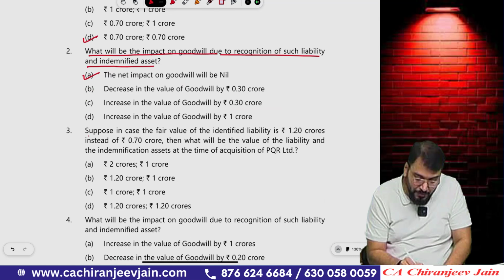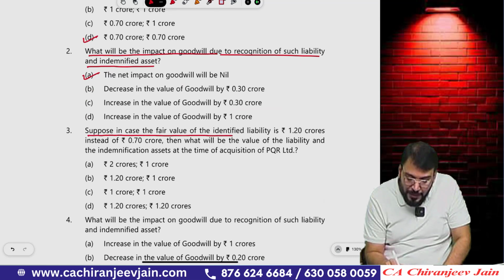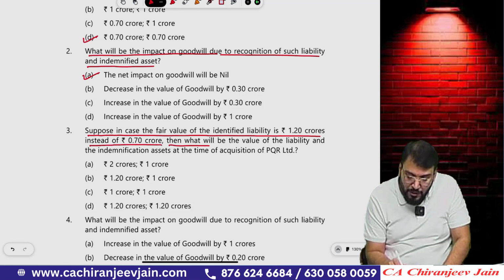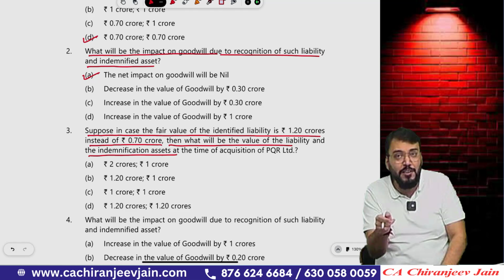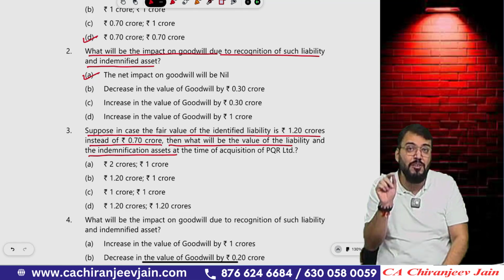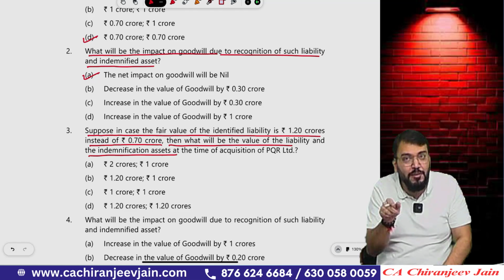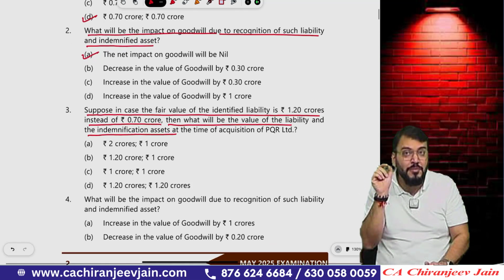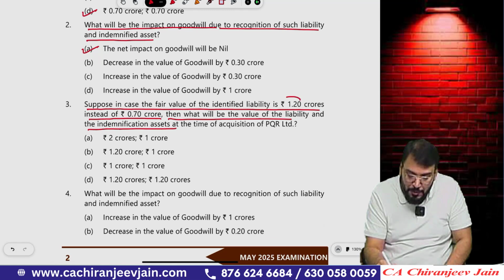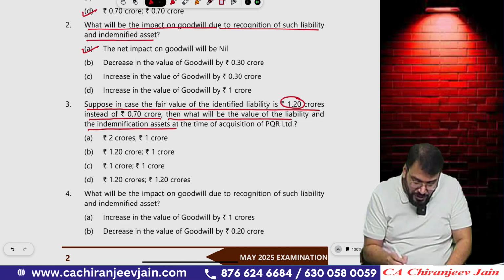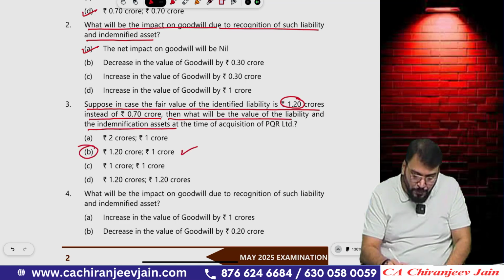Okay, sir. Suppose in the case the fair value of the indemnified liability is 1.2 crore instead of 0.70 crore, then what will be the value of liability and indemnification asset? In this case, liability will be 1.20 and indemnification asset will be 1 crore because the maximum indemnification amount was 1 crore. Correct? So liability will be 1.20 and asset will be 1 crore. Correct? So what is the case? Option number B is correct.